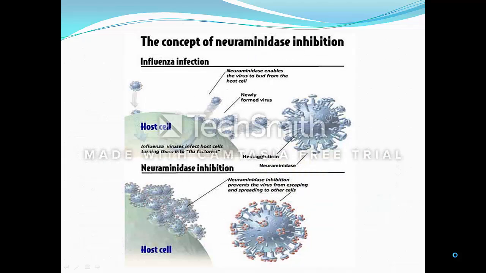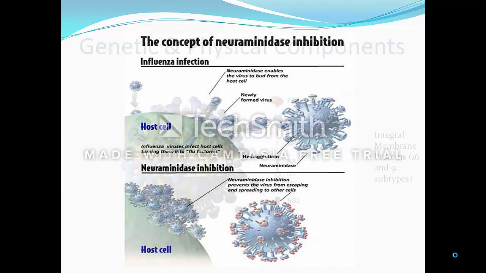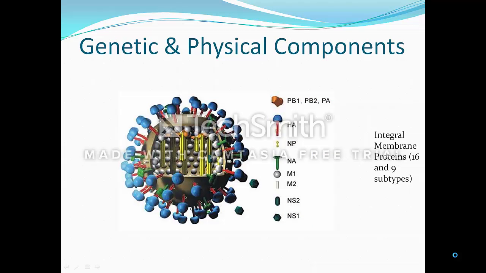Neuraminidase later assists newly produced viruses with escaping the host cell. Neuraminidase inhibition prevents the virus from escaping and spreading to other cells. Scientists refer to these proteins as NA and HA, as will I for the rest of the video. There are 16 subtypes of HA and 9 subtypes of NA. From the subtype combinations, scientists name flu strains. For example, H1N1 is composed of HA subtype 1 and NA subtype 1.